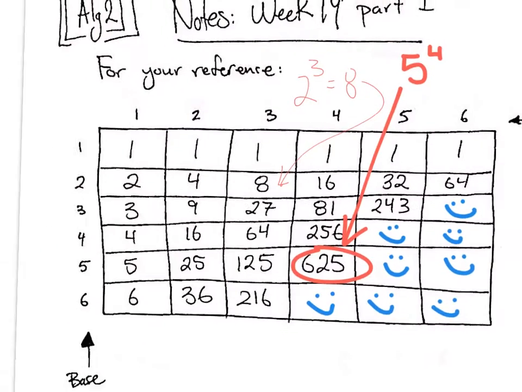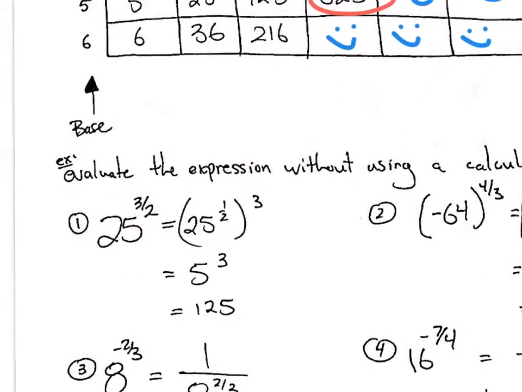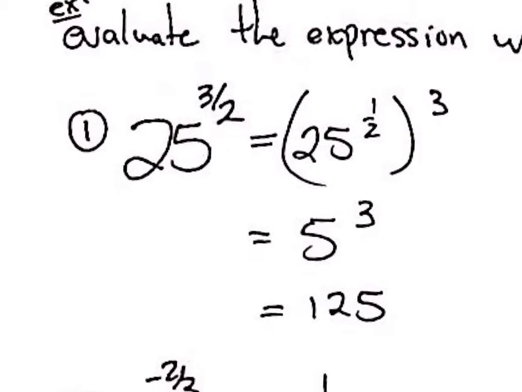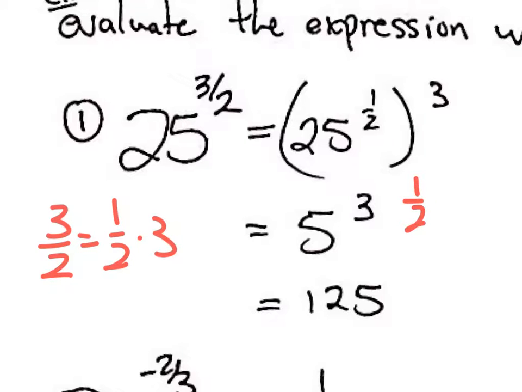Okay, so let us apply that. These first instructions say evaluate the expression without using a calculator. So it's kind of cool that we have 25 to the 3 halves, and it sounds weird, but if we think of 3 halves as 1 half times 3, and we use the fraction as the exponent first, we know that this to the 1 half is the same thing as taking the square root. So 25 to the 1 half is the same as the square root of 25, which is 5.